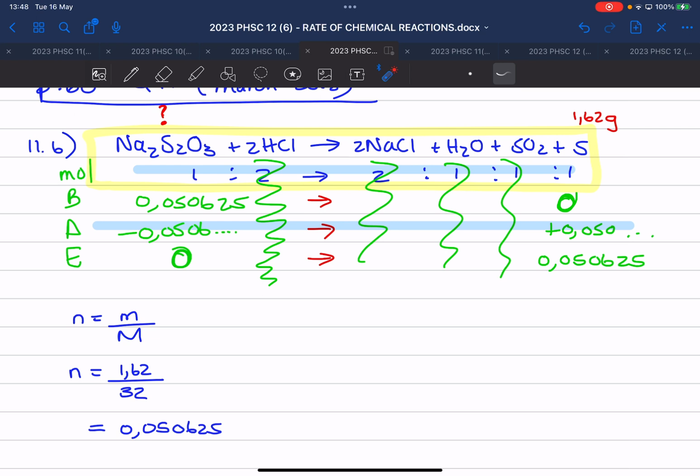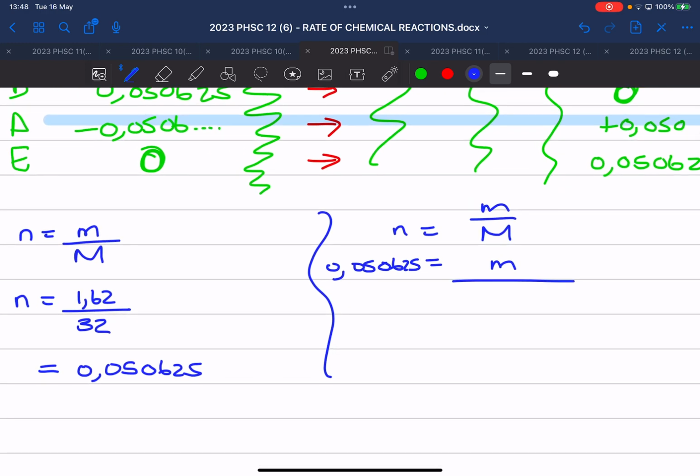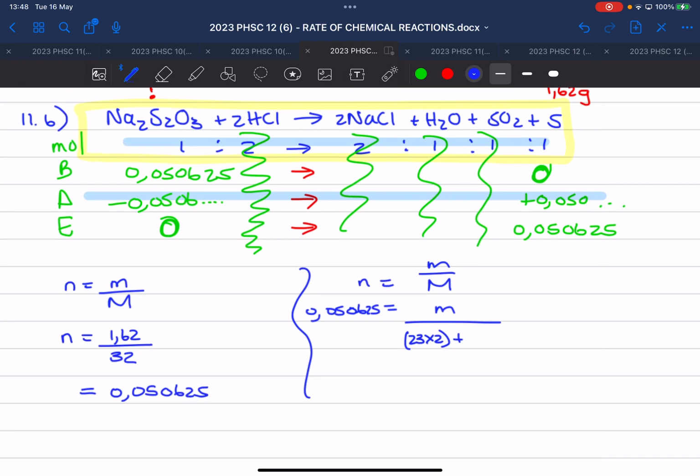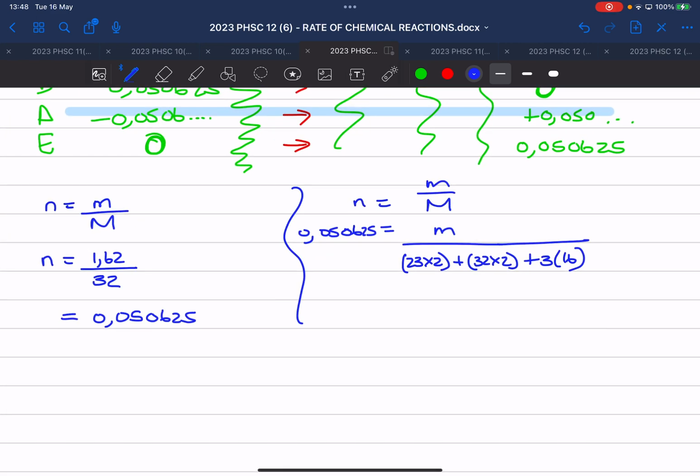You're just going to use the same formula and say, now I'm going to look at sodium thiosulfate. The mole, we just got that. We want the mass. The molar mass is, sodium is 23, I think, 23 times 2 plus sulfur is 32, so 32 times 2, plus 3 times 16. So now you're going to multiply, right? When you take it to the other side.